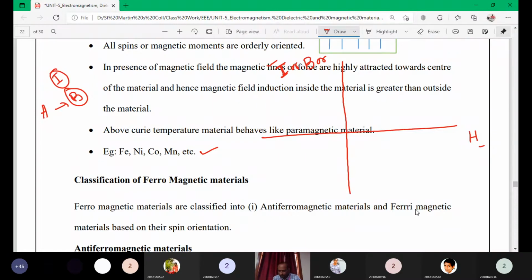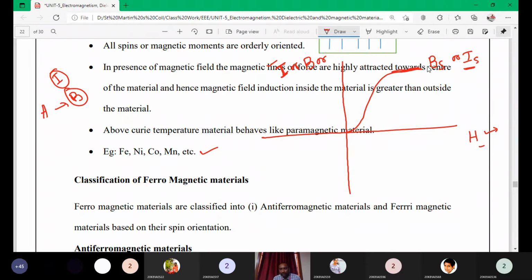If you apply some external magnetic field, what happens? Initially the intensity of magnetization increases, and further increases, then it saturates. This you can write here: saturation magnetization. Even if you further increase the external magnetic field, there is no change in magnetization, because the material is already magnetized. After that, we reduce the field.